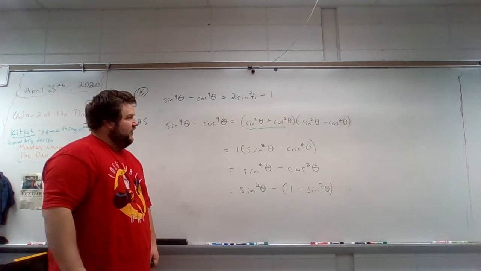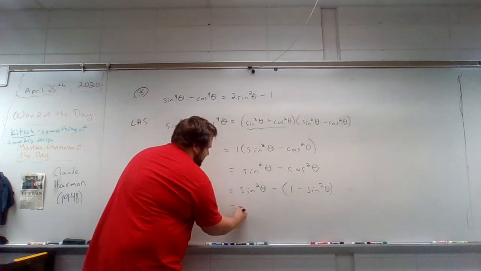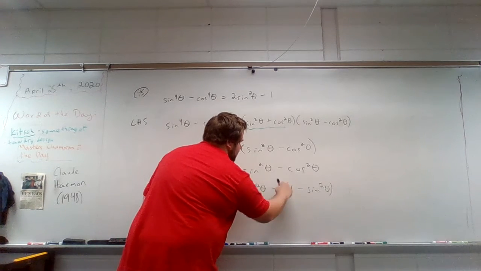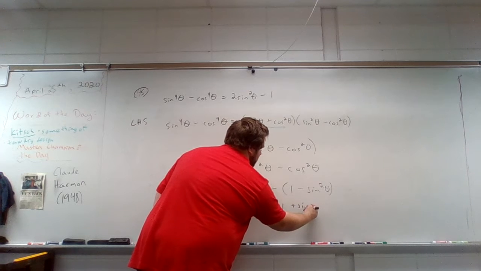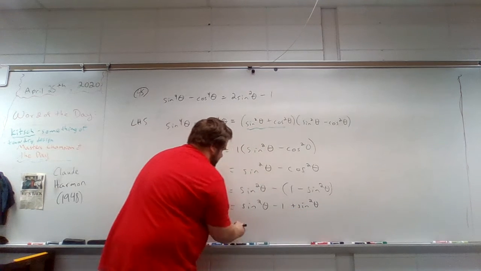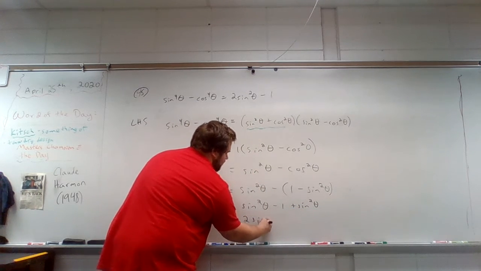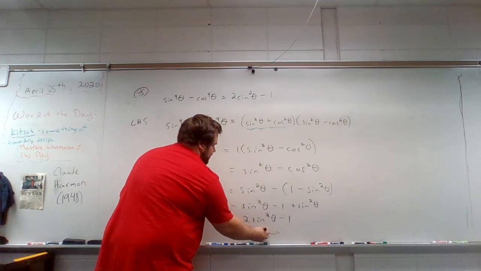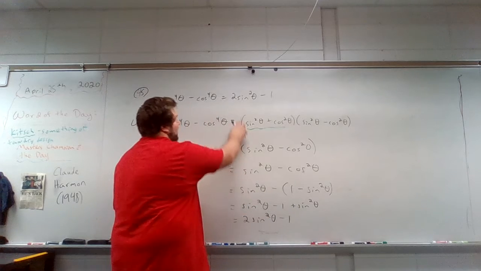So I would have something like this. This would be sine squared minus 1 plus sine squared. Altogether, that's 2 sine squared minus 1. Okay, and QED. I've got my right-hand side.